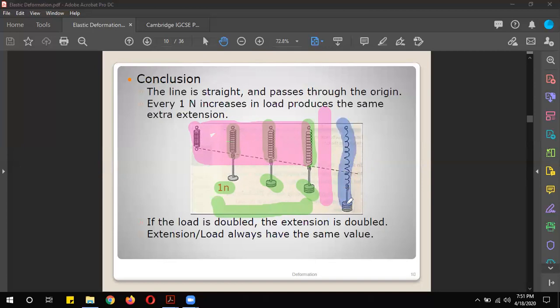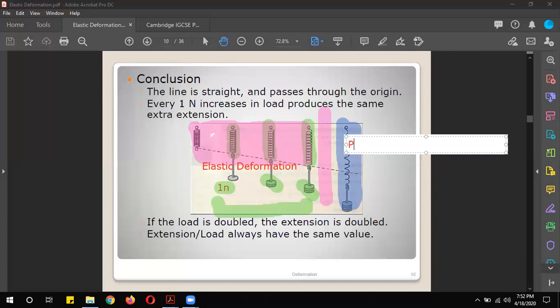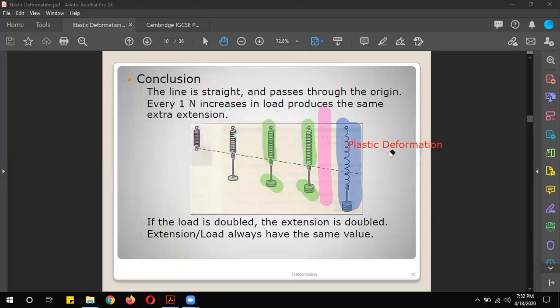So from here to here, this is elastic deformation. And here it is plastic deformation. Clear? So now let's move to the next slide.